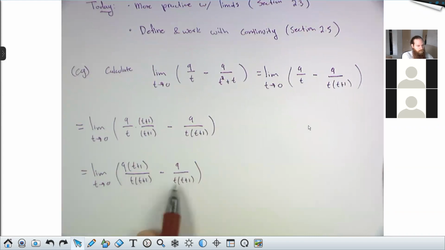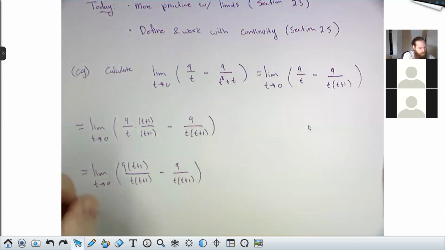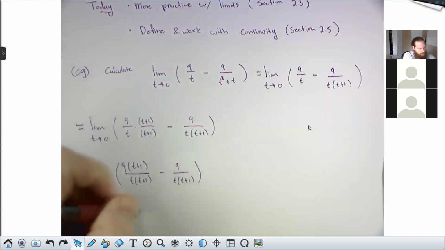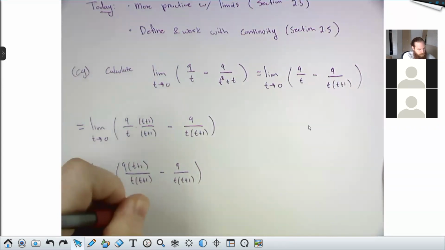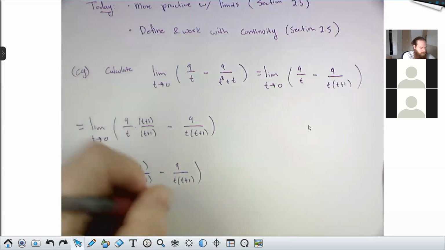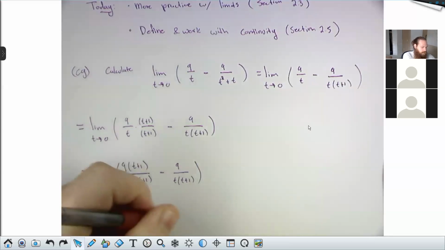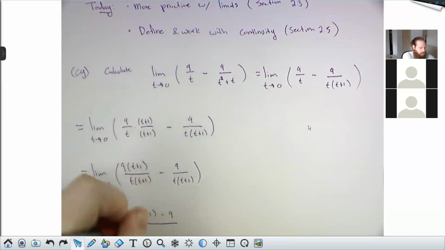Now that these have the same denominator, I can subtract the two fractions the same way you always subtract fractions. You just subtract the top. So this is 9 times parentheses t plus 1 minus 9 all over t times t plus 1.